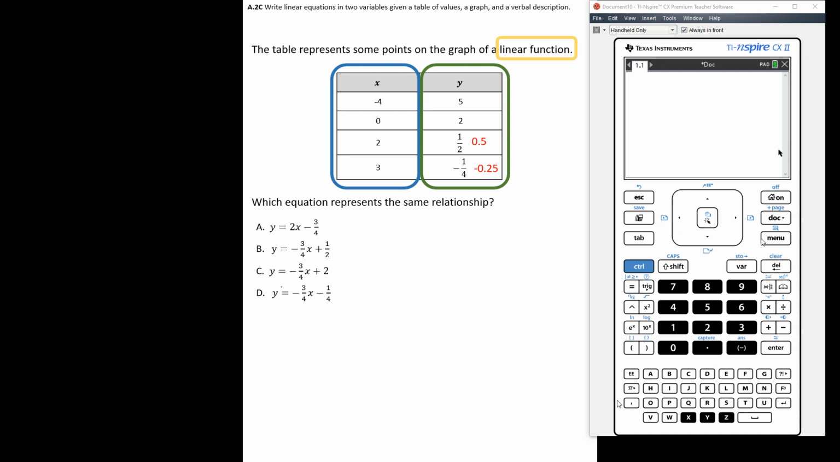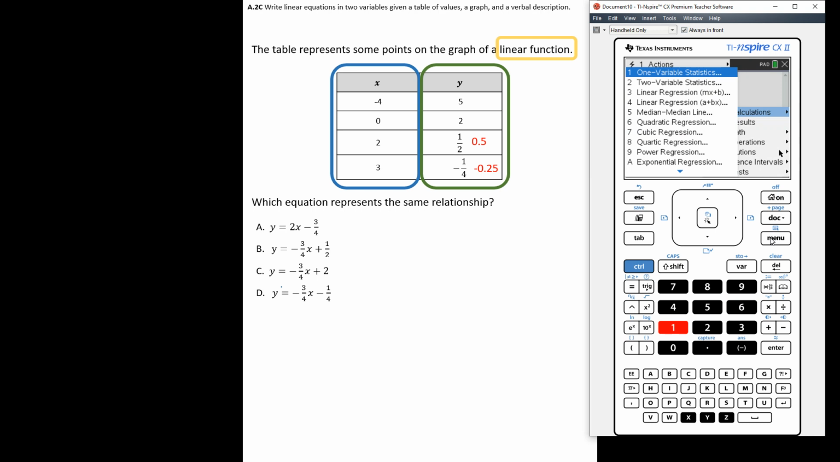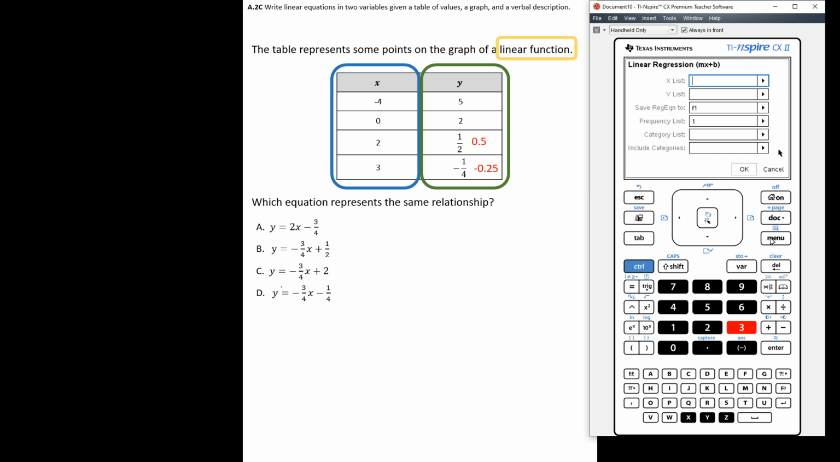Now, because this is linear, we're going to go onto our calculator and do menu, 6, 1, and if you notice, 3 has linear regression, mx plus b. That's the y equals mx plus b. So click 3, and we're going to type in our x values with our fancy brackets. So that's going to be -4, comma, 0, comma, 2, comma, 3. Your fancy brackets should already be closed.